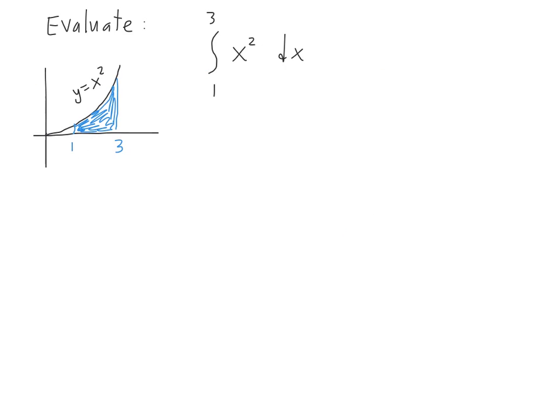Alright, suppose we were to evaluate this definite integral from 1 to 3 of x squared with respect to x. So take a moment and sketch this drawing. Of course we're trying to find that blue shaded region. Now if we went to our calculator, our calculator would tell us that this area is 8.6 repeating, which if we convert that into a fraction, we're looking at 26 over 3.